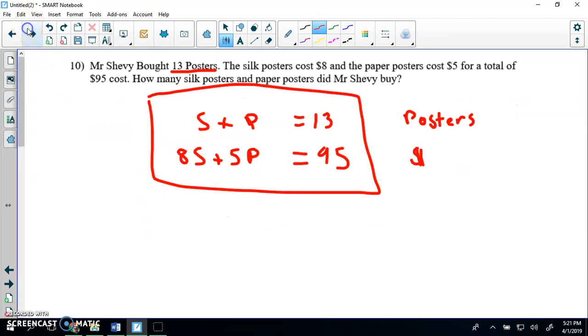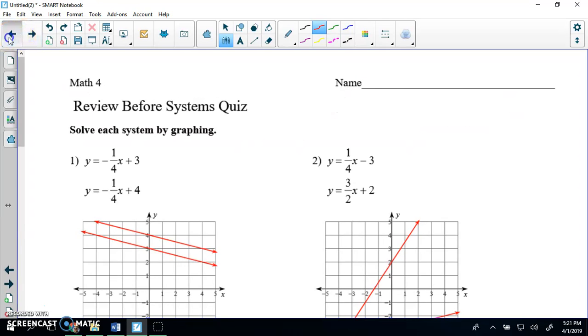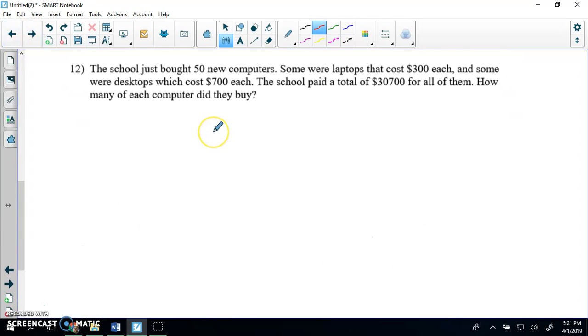Should we do one more? Let's do one more. Let's go. I think 11 is easy. Let's go back and do 12. The school just bought 50 new computers. That's a total. 50. Some laptops cost $300 each. Some were $700 each. School paid $30,700. That's another total.